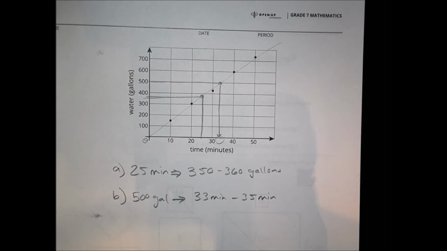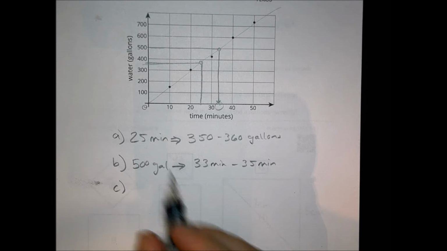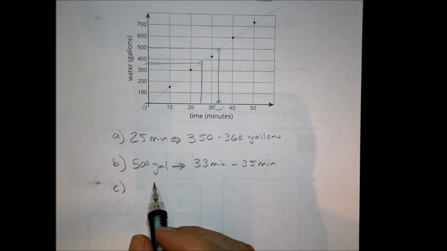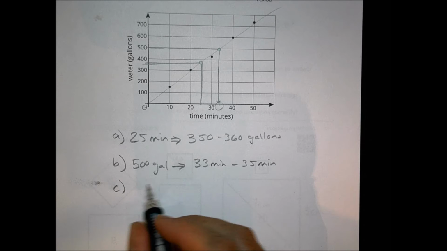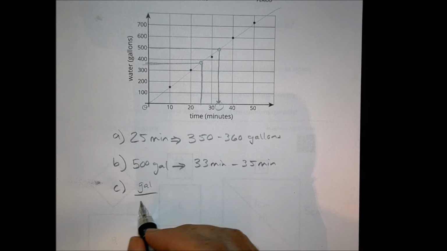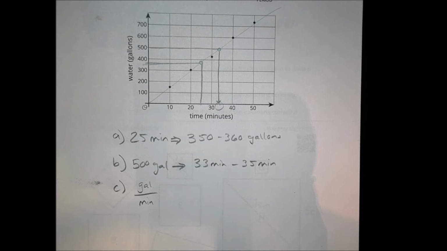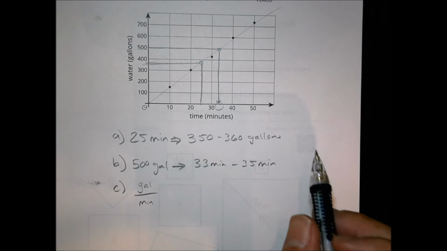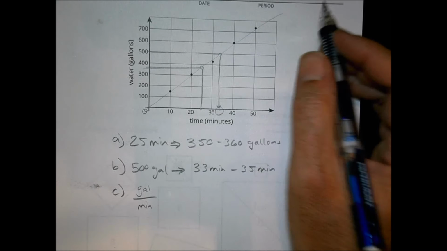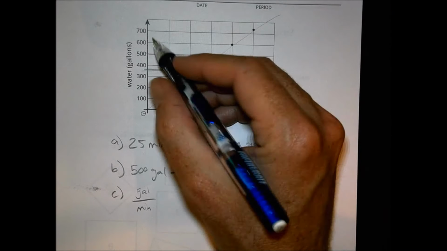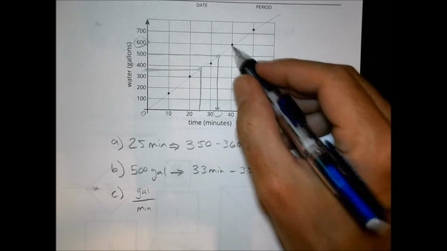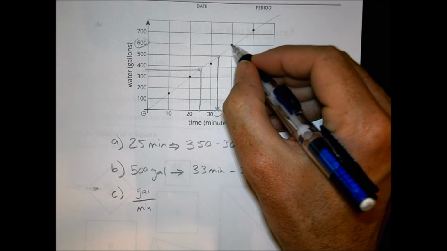Okay? For C, it says to estimate the constant of proportionality for the number of gallons of water per minute going into the pool. So we want to estimate the gallons of water, so gallons per minute is what we're looking at here. One thing you could look at is a point that is actually going to line up here. I like how 600 lines up on our grid here with the 40 right there.